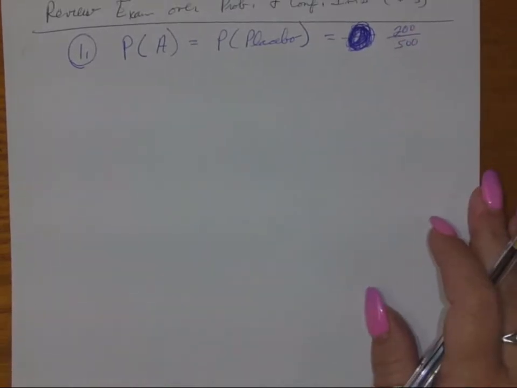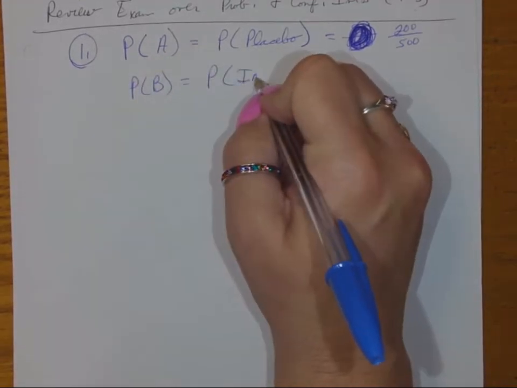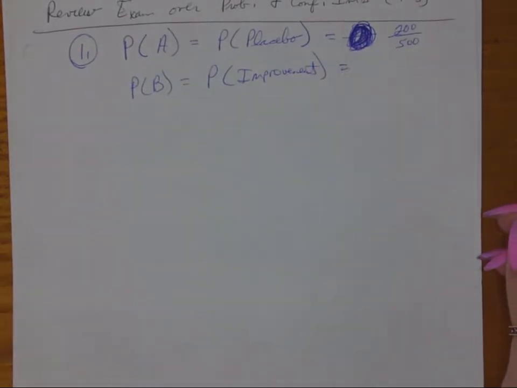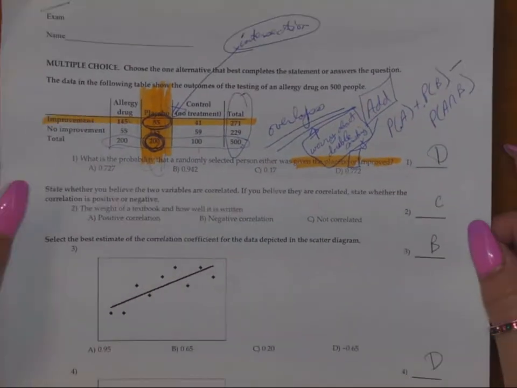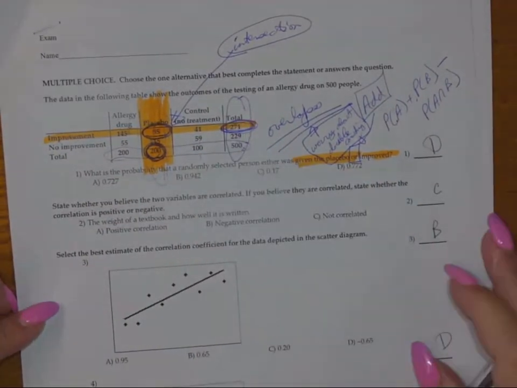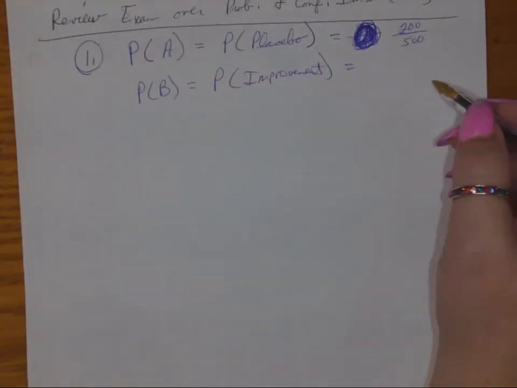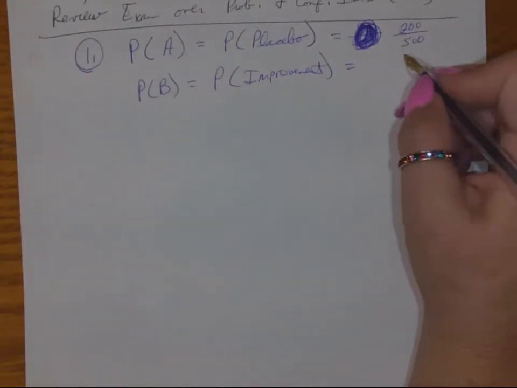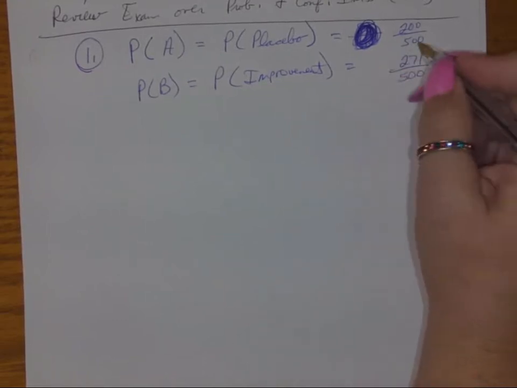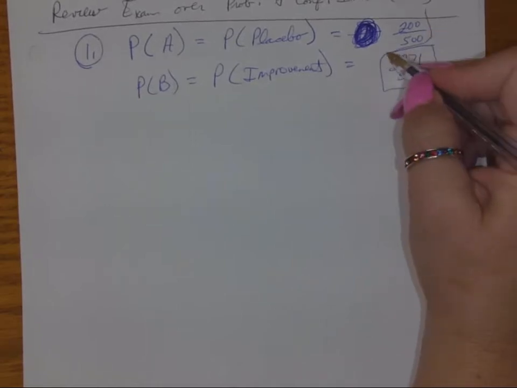All right. So what's the probability of B if we're talking about the probability of showing improvement? So probability of improvement was this one. That's 271 people showed improvement. So is it 271? No, Dr. Webster. No, it's 271 out of 500, right? Remember, whenever you do this math, this should be somewhere between 0 and 1, and this should be somewhere between 0 and 1.